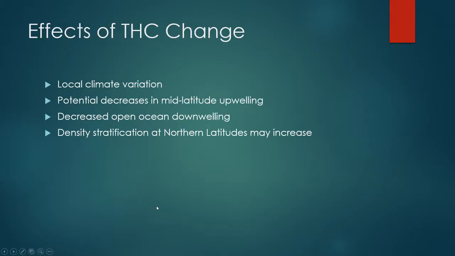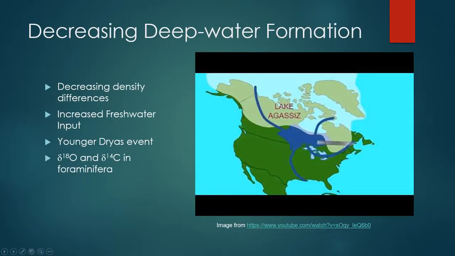So, decreasing deep water formation can occur for a few different reasons, but the ones I would like to discuss today are these density differences. A few ways to change the density of the water in the North Atlantic where deep water is forming are increases in freshwater inputs and increases in temperature.